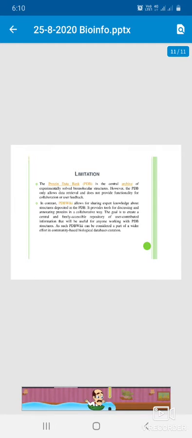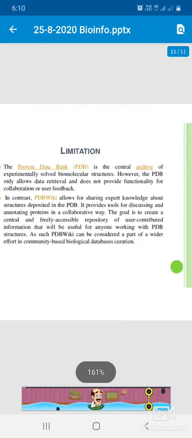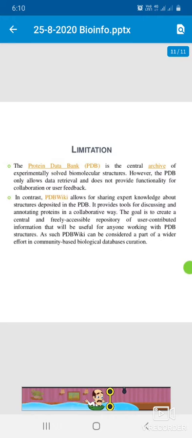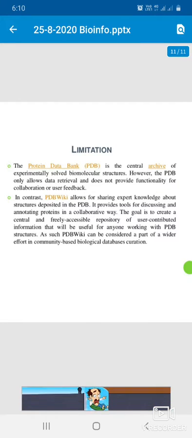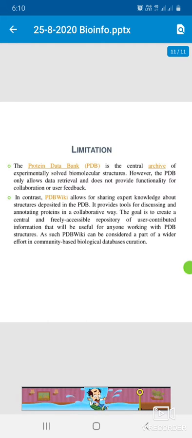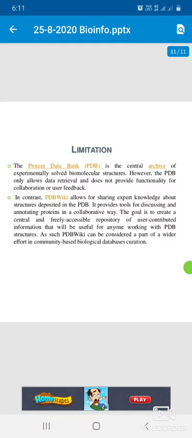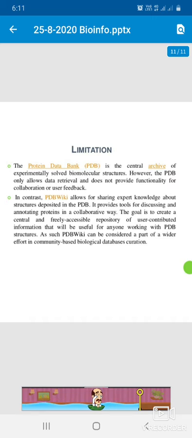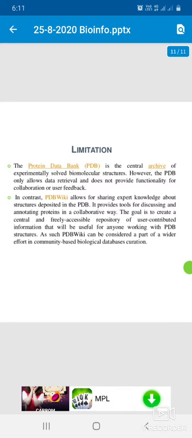The final slide is the limitations of the PDB. The Protein Data Bank is the central archive of experimentally solved biomolecular structures. But the PDB only allows data retrieval and does not provide functionality for collaboration or user feedback.